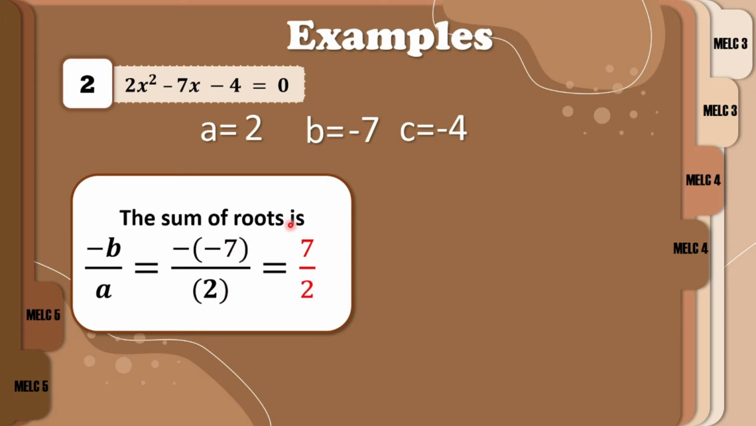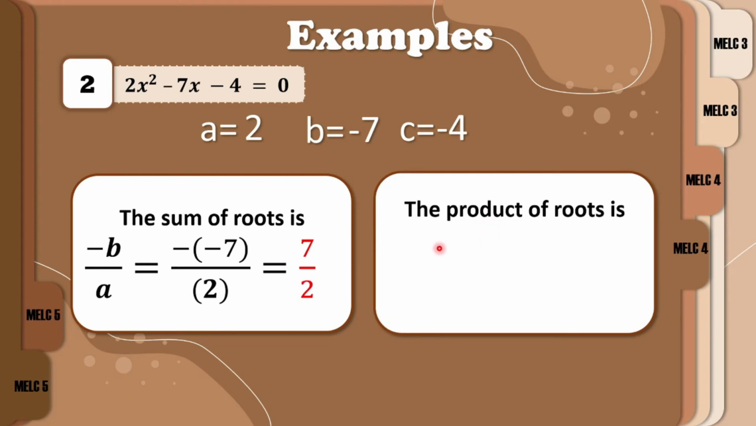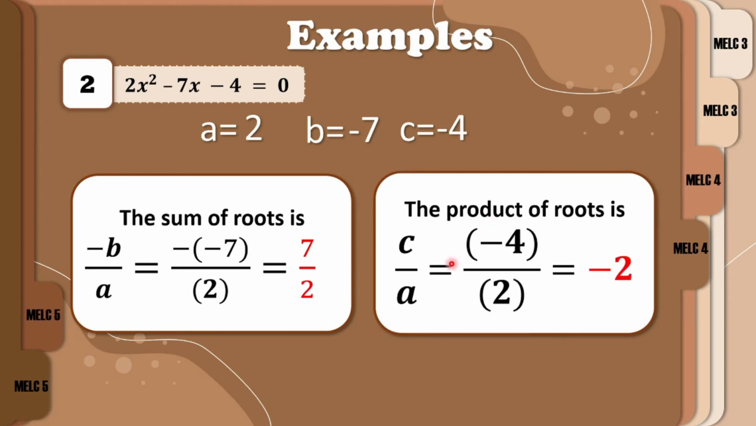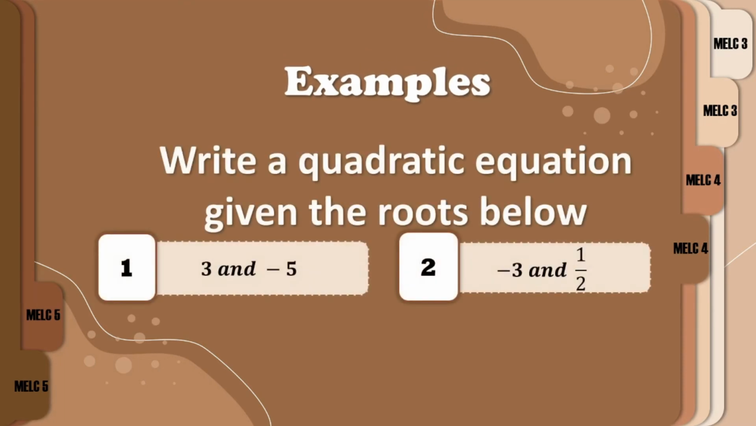So pwede na natin gamitin kahit fraction siya, kahit na hindi na siya i-simplify using a decimal. Again, for the product of roots, we have c all over a. So the value of c is negative 4, and the value of a is 2. So negative 4 divided by 2, that is negative 2. Kaya siya negative kasi different sign. We have negative sa numerator, then positive naman sa ating denominator. Okay, what if given naman yung dalawang roots ng ating quadratic equation?